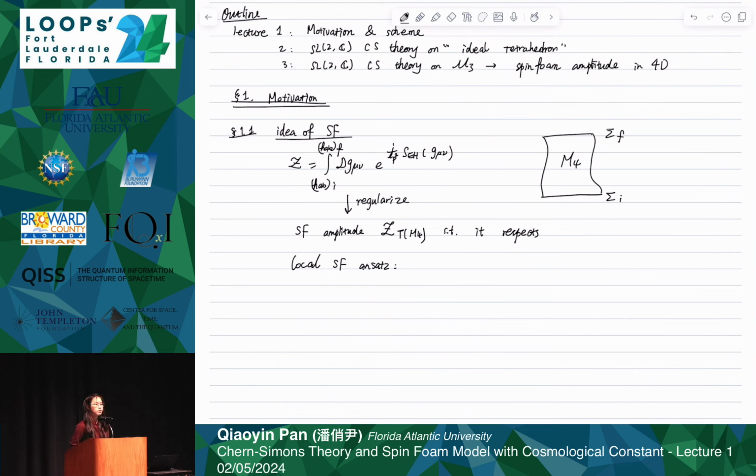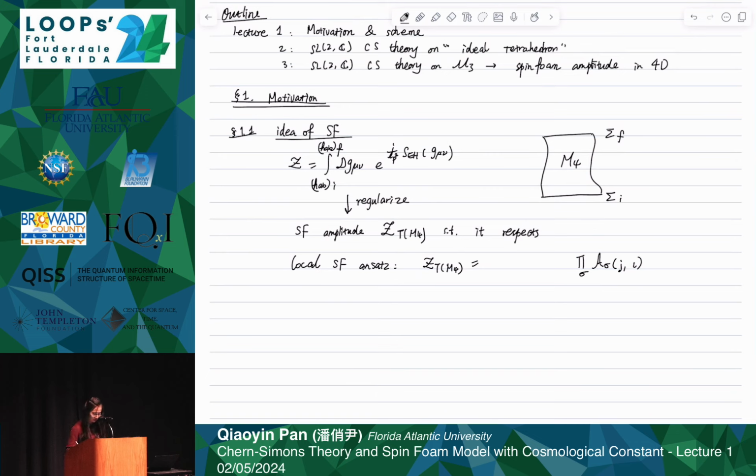What is the local spin foam ansatz? It assumes that this amplitude, which is defined on a triangulation of a general 4-manifold, can be split into some local amplitudes. In particular, after the triangulation, we will have some simplices. For each simplex, I associate an amplitude, which is a function of some configuration. Now I will just refer to the EPRL model, where the configuration will be spin and some intertwiner. I associate an amplitude for all of them, so I have a product over all the 4-simplices.